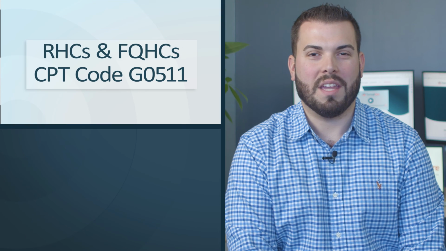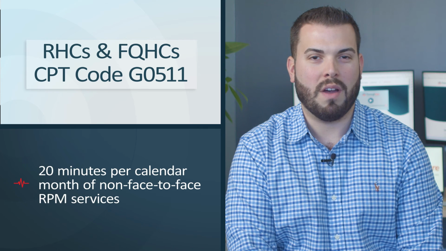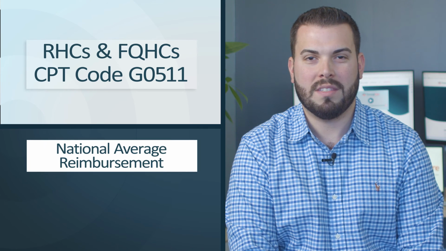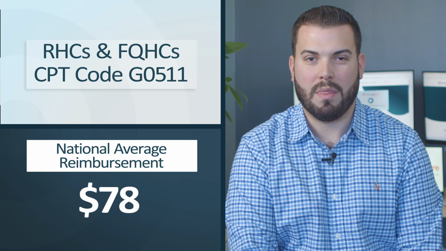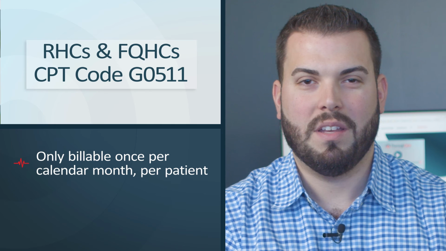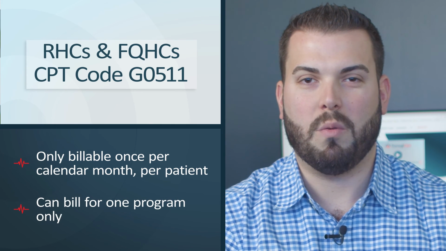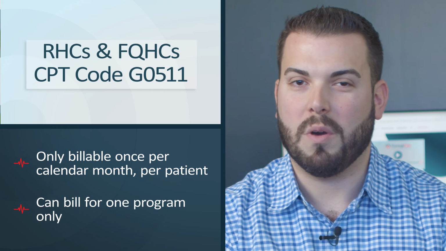Our suggestion is to give a patient an RPM device, log 20 minutes, and bill for code G0511. It pays approximately $78 per patient per month. G0511 can be billed once per month per patient. So if a patient participates in CCM, you cannot also bill G0511 for RPM usage. It's one or the other.